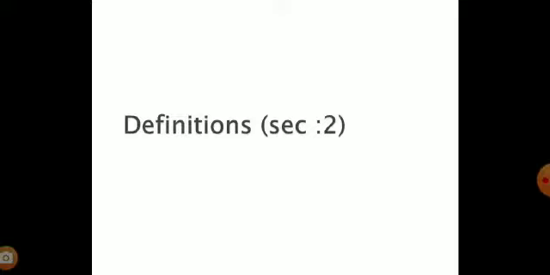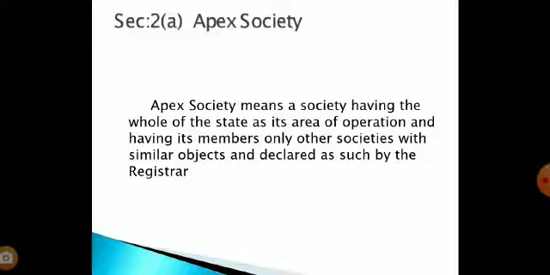And section 2 deals with the definitions of the various terms that are used in the KCS Act. Here we are discussing the major or the important terms or definitions. Okay, section 2 subsection A. Section 2 subsection A defines apex society.